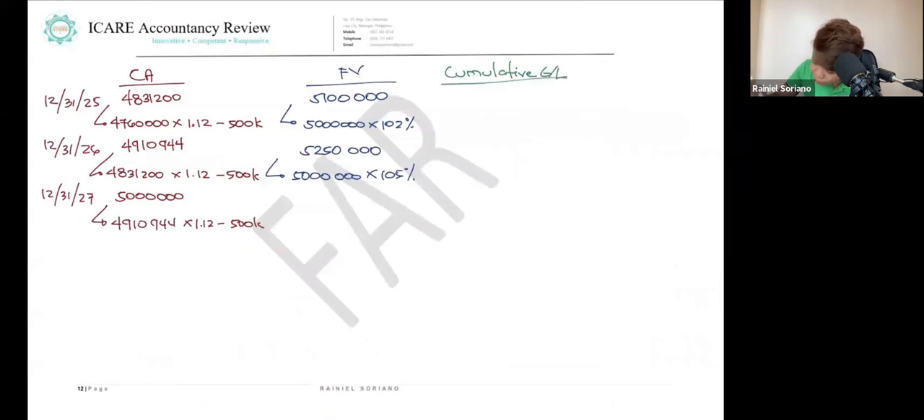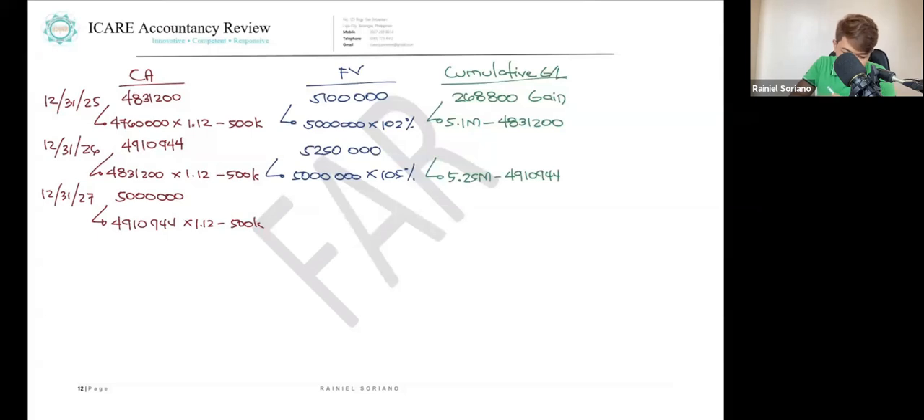Okay? So for the year 2025, magkano to? This is equal to 5.1 million minus yung carrying amount na 4,831,200. So obviously dito meron tayong what? Meron tayong gain, no? Magkano yun? 5.1 million minus 4,831,200. We have a gain and that is equal to 268,800. Okay? Gain. Lalagay ko dito gain. Then pagdating naman dito sa 2026, meron tayong 5,250,000 minus 4,910,944. So magkano to? Meron pa rin tayong gain and this is equal to 339,056. Cumulative yan, ha?